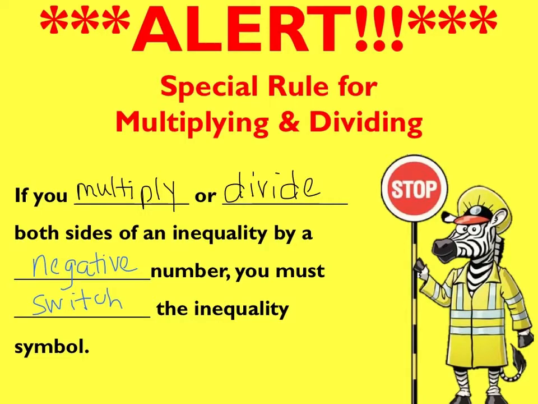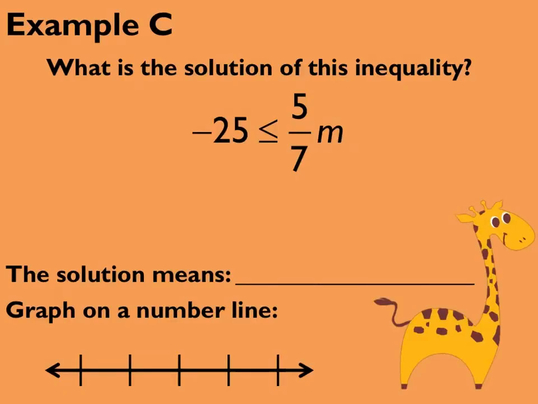We'll take a look at how this works in an example together. Let's take a look at example C to see if we have to switch the direction of this inequality symbol. In example C, we have that negative 25 is less than or equal to 5/7 m.